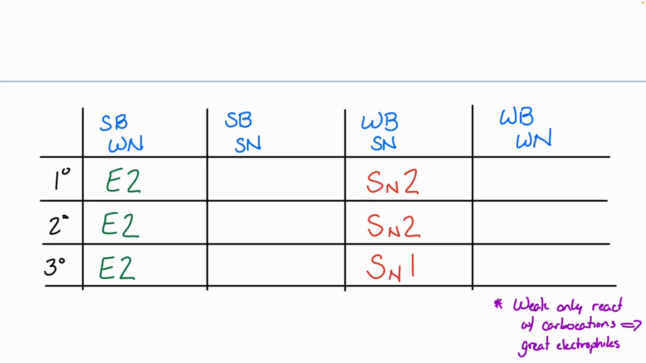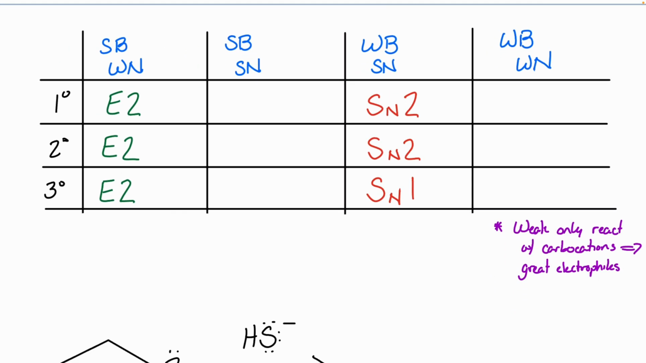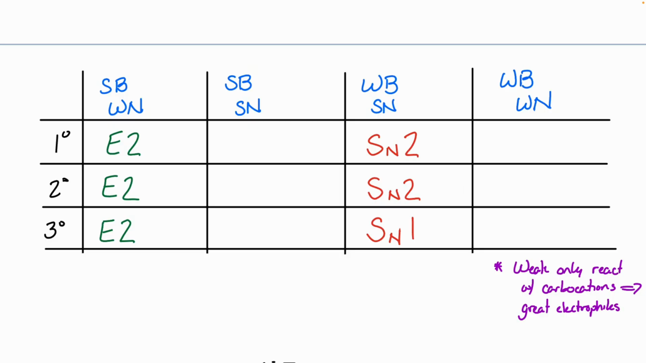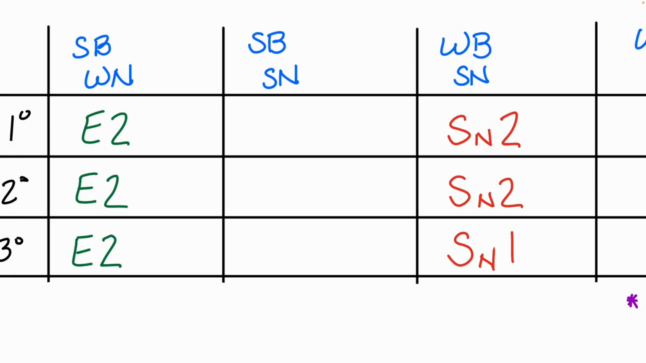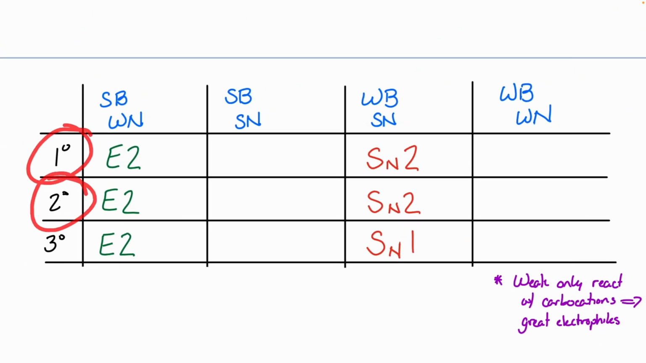All right. So if it's weak base, weak nucleophile, it's not going to be able to react with our primary and our secondary because they don't form carbocations. Alkyl halides are just not good enough electrophiles. We need one of those great electrophiles, our carbocations. So what we see here is no reaction with primary, no reaction with secondary.